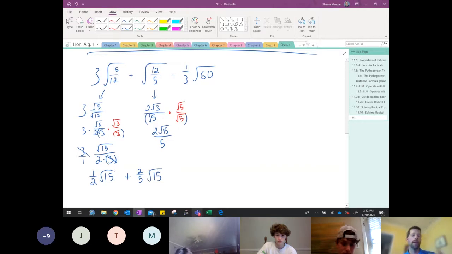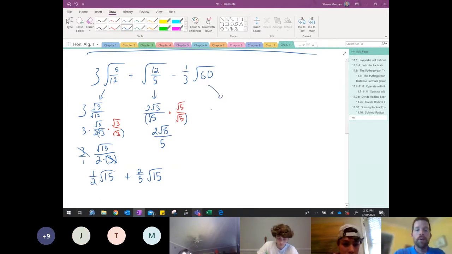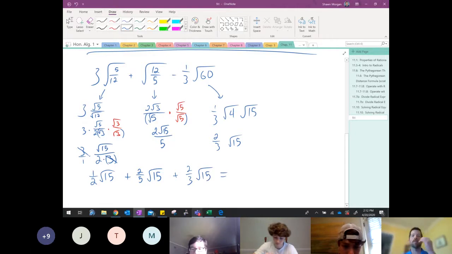So I'm already thinking ahead. I bet we could put these two terms together. And in fact, this last one's going to be similar, because we could pull out a 4, and say that's square root of 4 times square root of 15, which is 2 square root of 15, and 2 times a third is just 2/3. That's where we got our 2/3 square root of 15. Do you guys notice how all three of these are the same radical term? All three of these have square root of 15. So what do I do? I just add their coefficients.